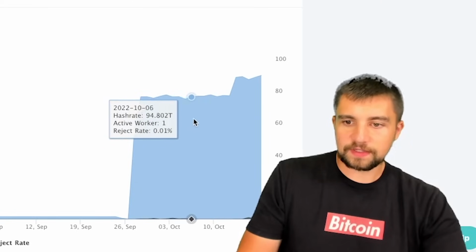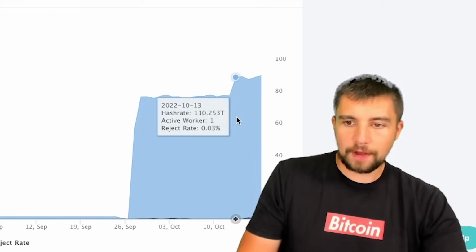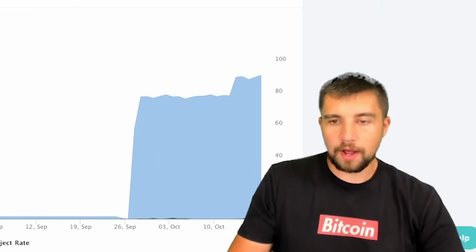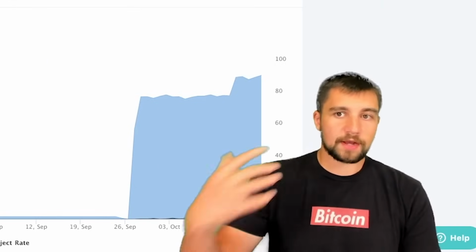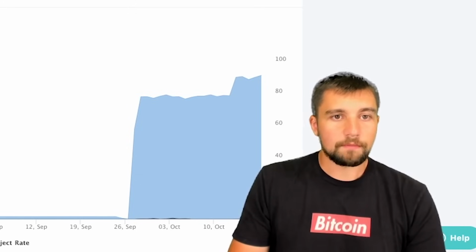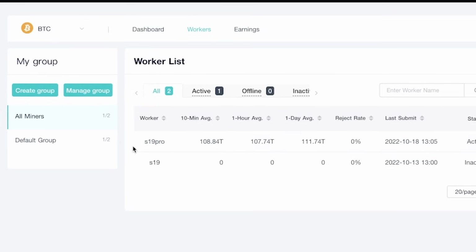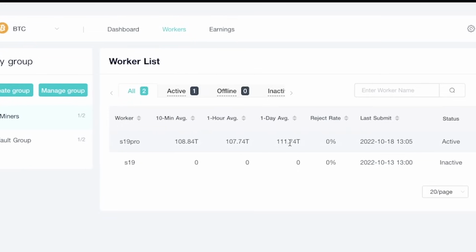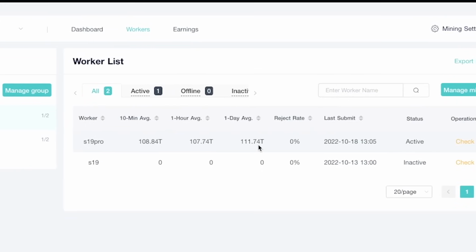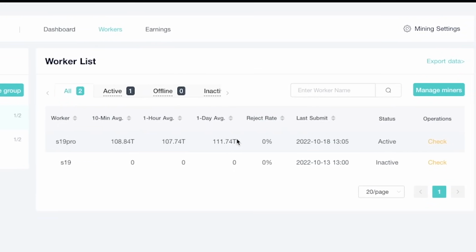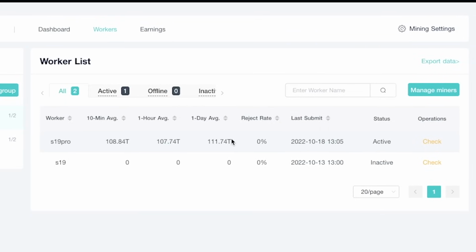I had a different S19 hooked up, which is this performance, and now I've switched to a more powerful Bitcoin miner as I slowly migrate my gear to our new mining farm. Again, specifically, this is the S19 Pro. We look at the one-day average. It's averaging over 110 terahash a second, which is really cool. It's almost averaging 112 terahash a second.